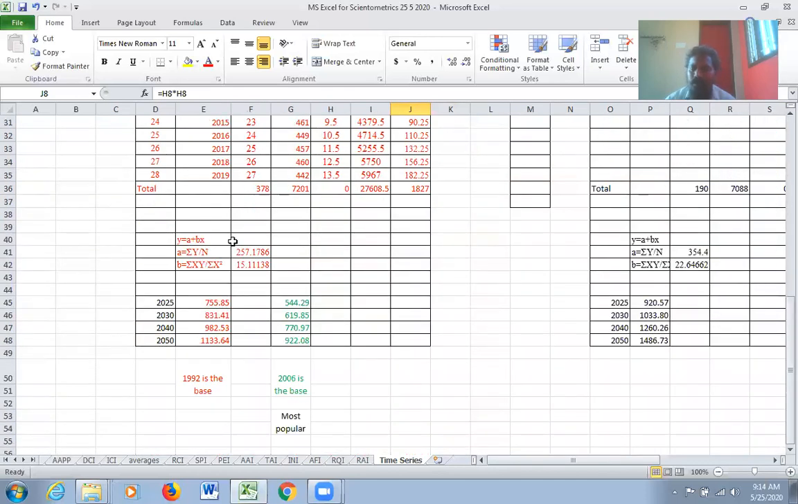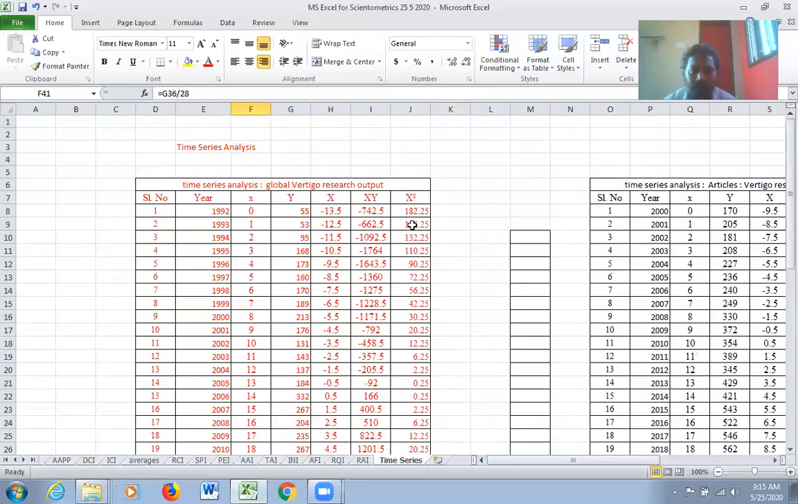So what is the least squares linear equation? It says that Y is equal to, Y means the future output, how much it would be, is equal to A plus BX. So A and B are values we need to obtain, and X is the year. What is A? A is equal to sigma Y by N. What is sigma Y? This is Y.